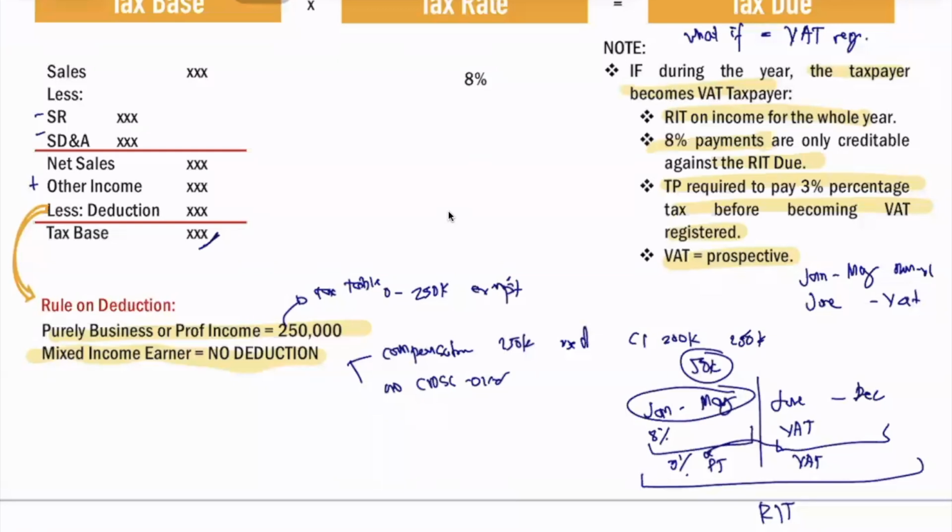Ganon yung effect niya. Again, if the taxpayer becomes a VAT taxpayer, then the effect is that you will be now subject to regular income tax on your income for the whole year. And the 8% payments are only creditable against the RIT due. And the taxpayer is required to pay 3% percentage tax. And VAT will be prospective. VAT will be prospective. So take note of the effects.